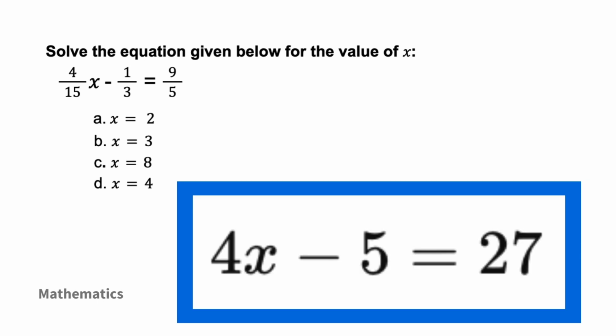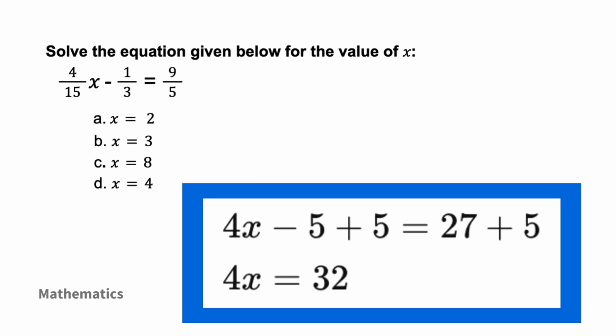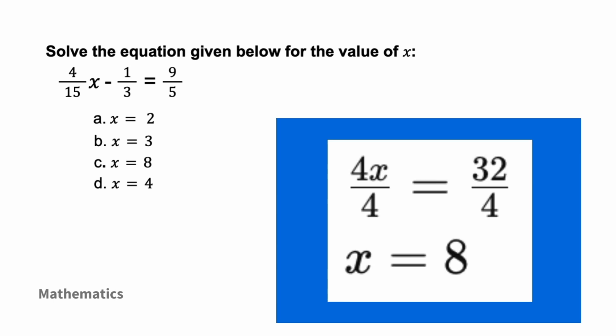Now let's simplify the equation. We have 4x minus 5 equals 27. Furthermore, we're going to want to isolate the x by performing a basic operation. We are going to add 5 to both sides to get rid of the negative 5 on the left side. And then we want to divide both sides by 4 to solve for x.